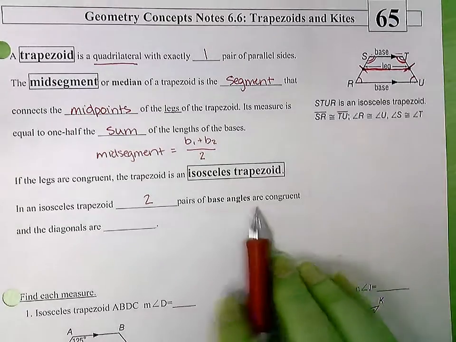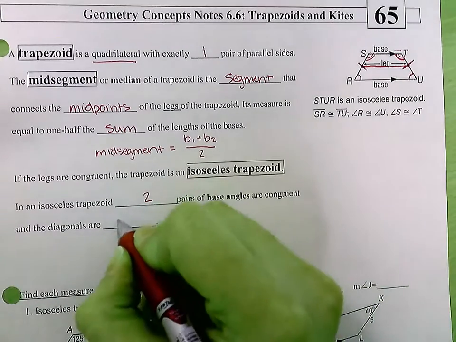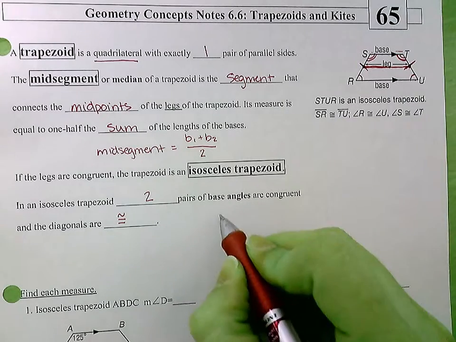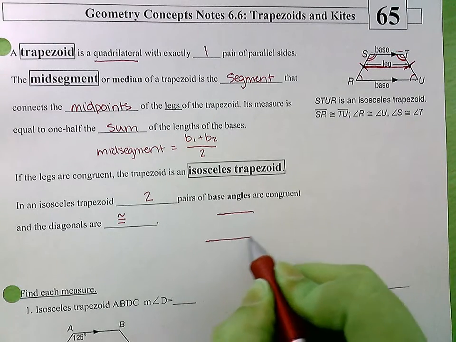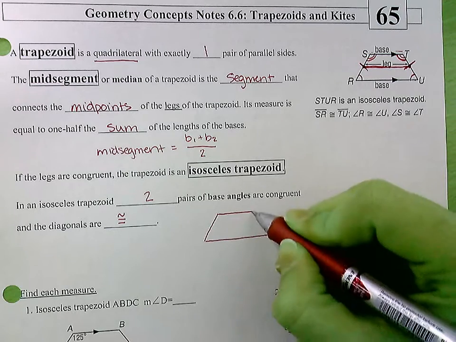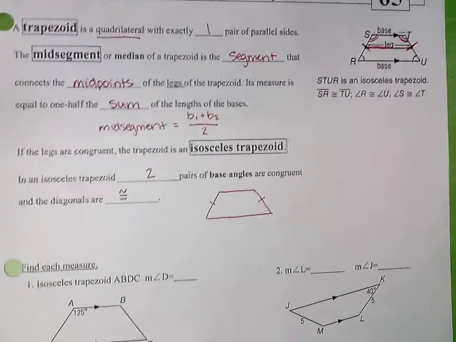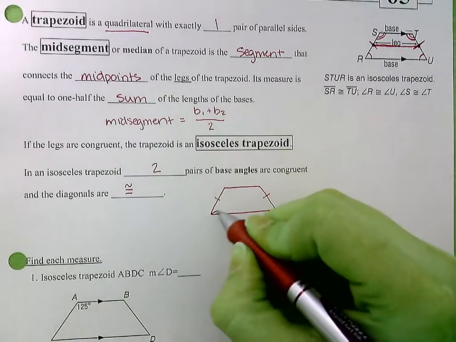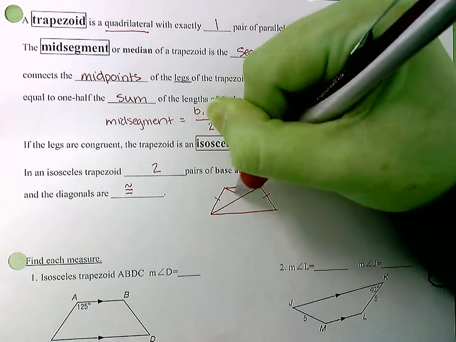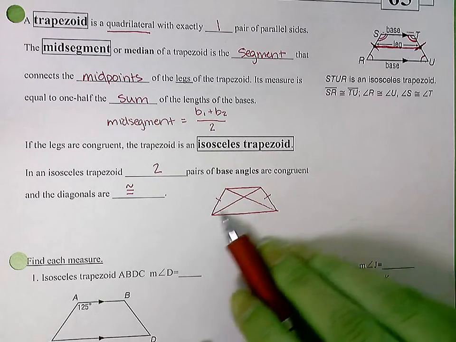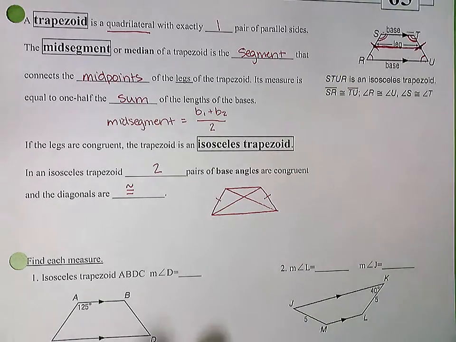Okay, your diagonals are also congruent. Okay, so this is with an isosceles trapezoid. So I'll just show you your diagonals. If I draw in my isosceles trapezoid here, that's what it looks like. Your diagonals would be congruent to each other. Okay, so this one and this one would be that same length. Any questions?